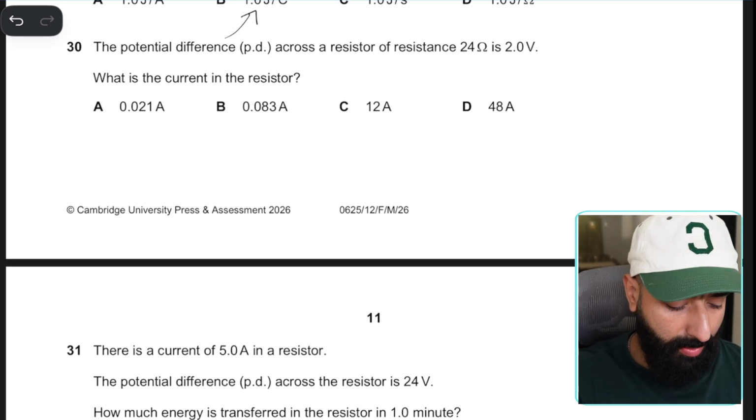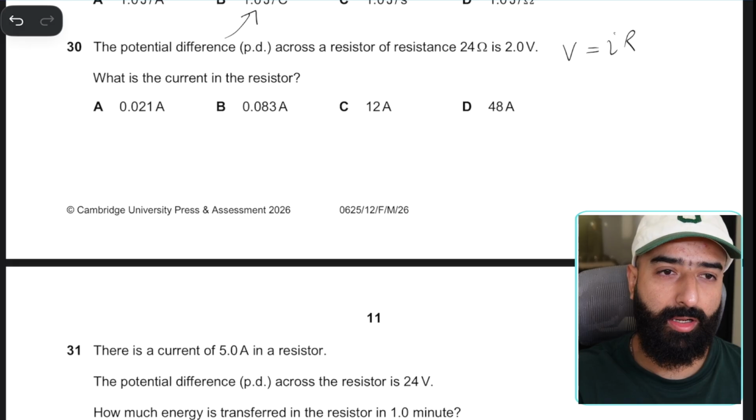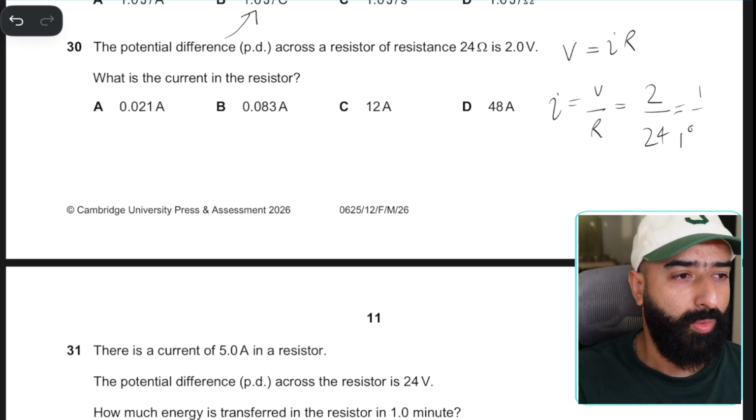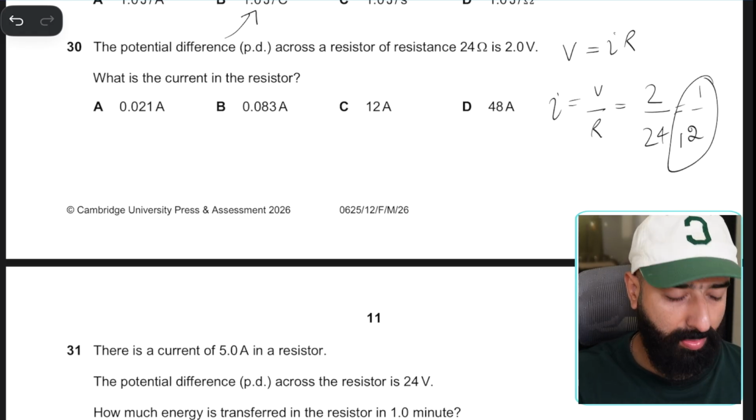The potential difference across a resistor is 2 volts. What's the current? We'll use Ohm's law. V equals IR. That means I equals V over R. V is 2, R is 24. That's 1 over 12. How much is 1 over 12?